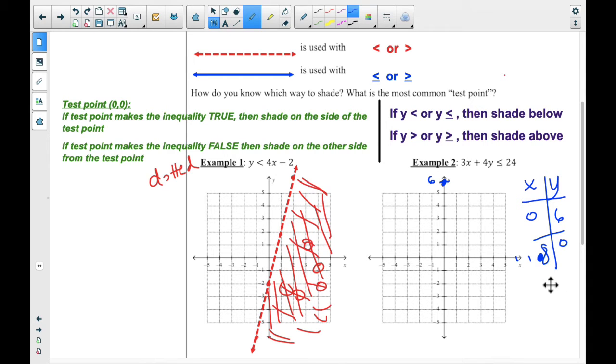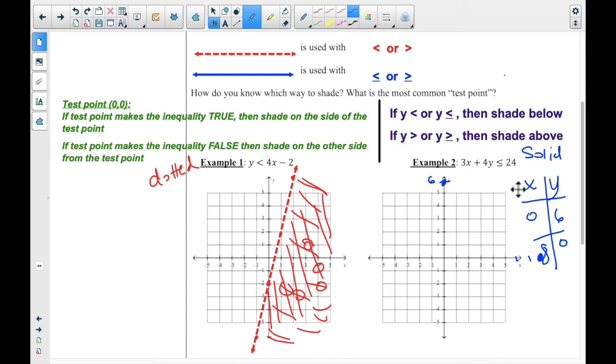I need to decide solid line or dotted line. I look at my symbol. That is going to be a solid line because it has an equal to with it. I'm going to get my straight edge, and I'm going to connect these with a straight edge. Do not just freehand it. Get a straight edge, whether it's a ruler, your ID, your phone, the edge of your paper, something.